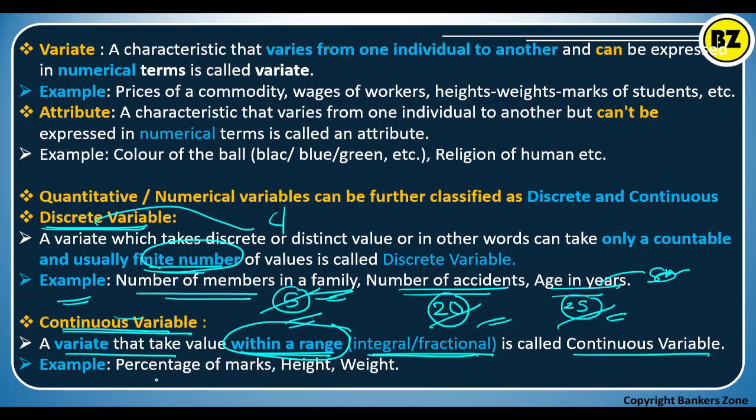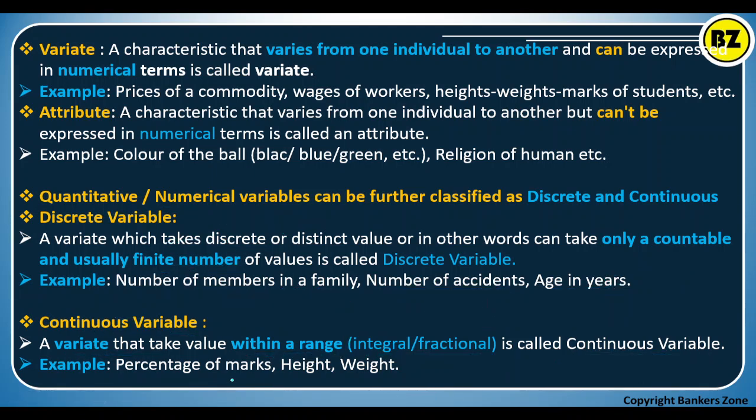For example, see, percentage of marks. So obviously it has some range. Either you will get 0% or 100%. You will never get marks of 200%, right? So percentage of marks always has some range, right?